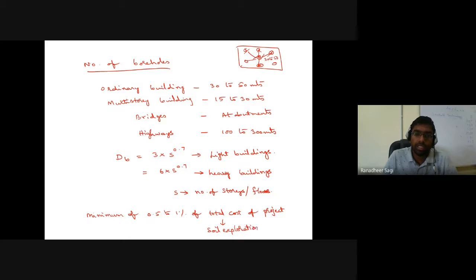Soil exploration is the so-called geotechnical investigation. So in order to have a clear understanding of that particular construction site, a minimum of 0.5 to 1% of the total construction cost has to be surely invested towards understanding the soil there.